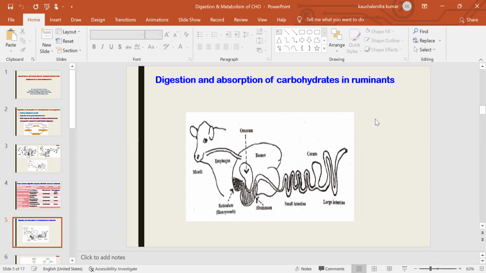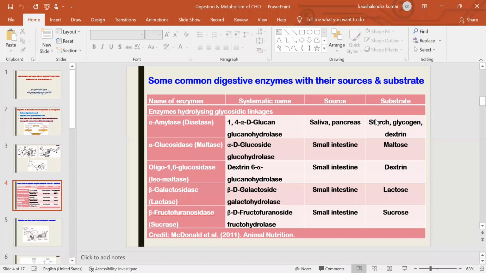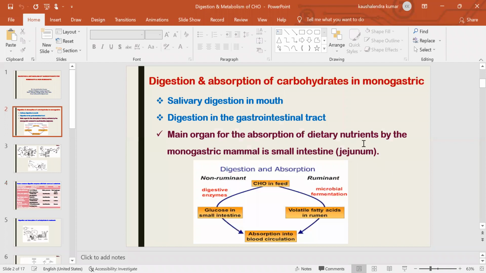So you can visit this table, and this table is also available in the book. So, how does absorption of carbohydrate take place in monogastric animals? You are well aware of that after these discussions. First, absorption of dietary nutrients by monogastric animals or non-ruminants takes place in the small intestine. This line, you can just remember it.